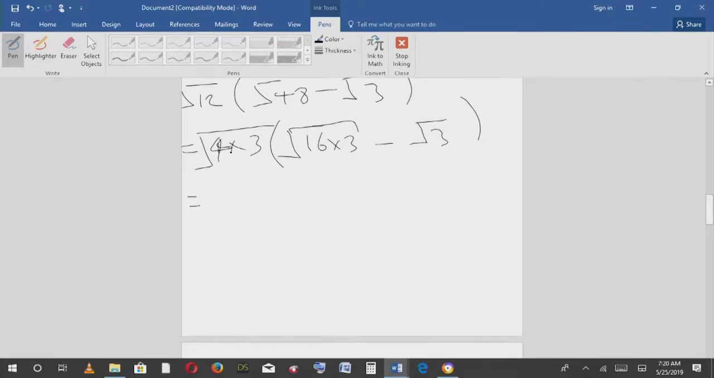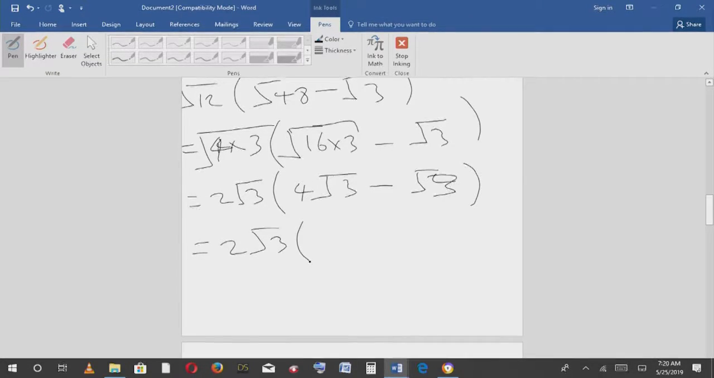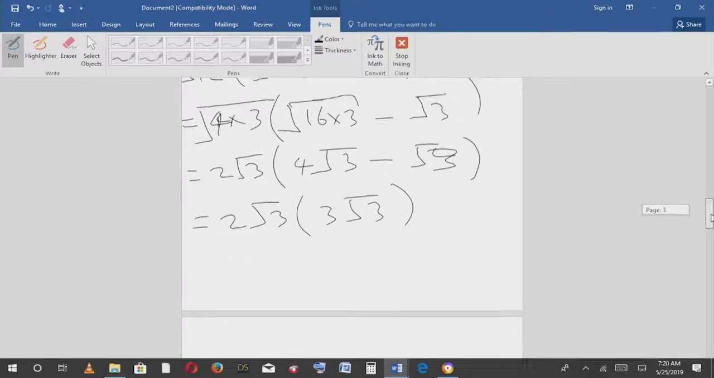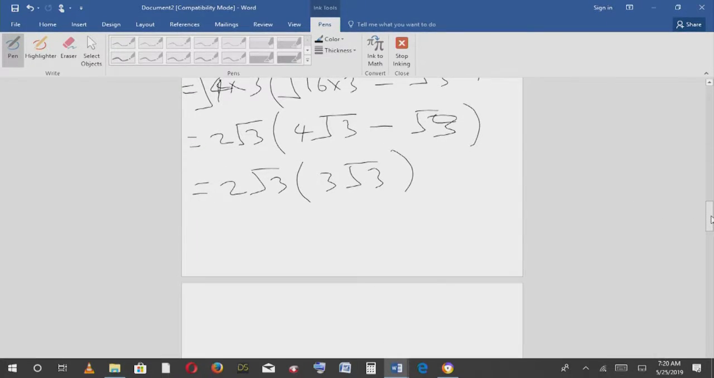So we say 4 multiplied by 3 under the root gives us what? 2 root 3, okay, all into 4 root 3 minus our root 3. So what do we have there? We have 2 root 3 all into what? 4 minus 1 gives us what? 3 root 3, okay. So if you multiply 2 root 3 multiplied by 3 root 3 gives us what?